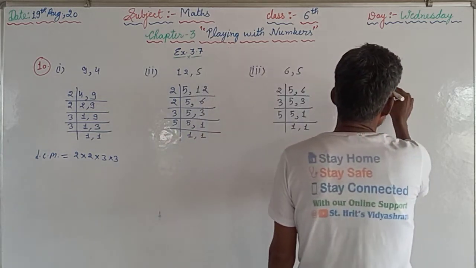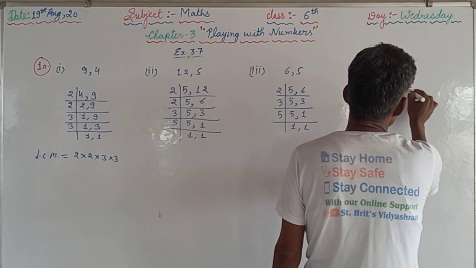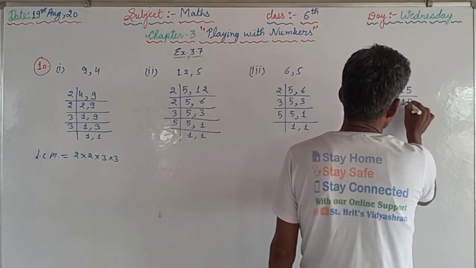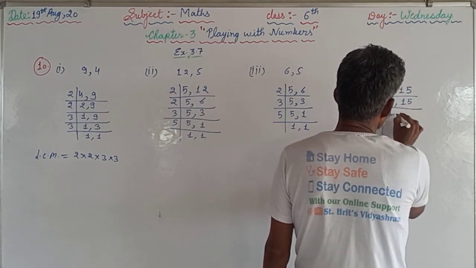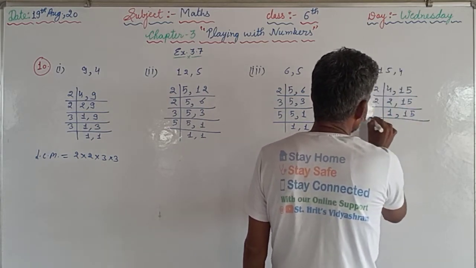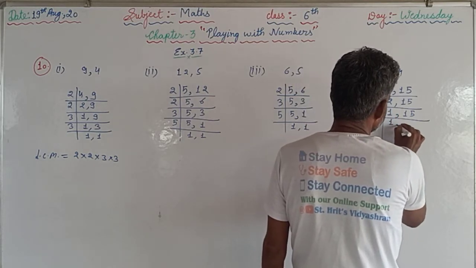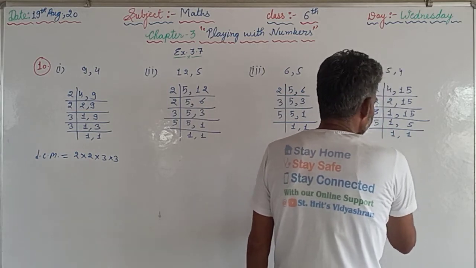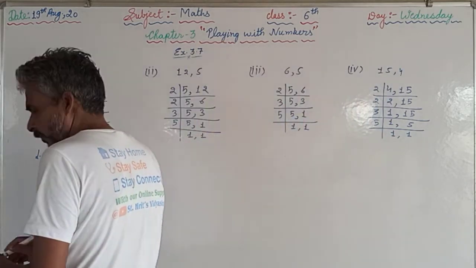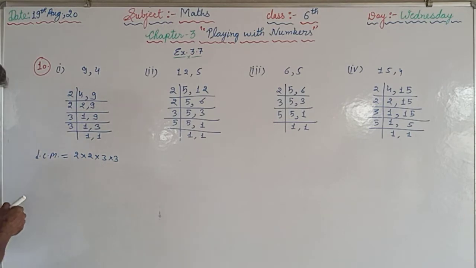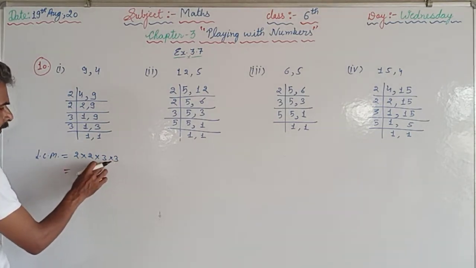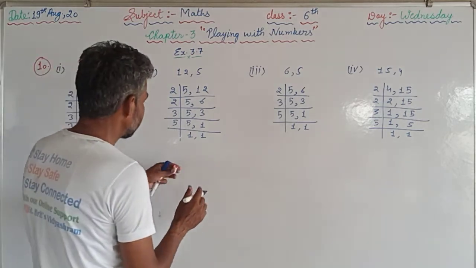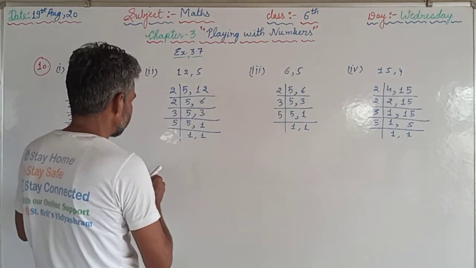And 1. Here 4 and 15: 2 twos are 4, 15 will be the same, 2 ones are 2, 15 will be there, 15 comes in the table of 3, 3 fives are 15, then again we will get 1 1. Now we have to find the LCM. LCM here will be 3 threes are 9, 9 twos are 18, 18 twos are 36.